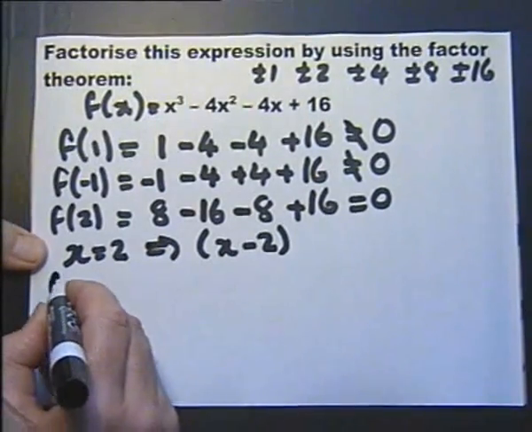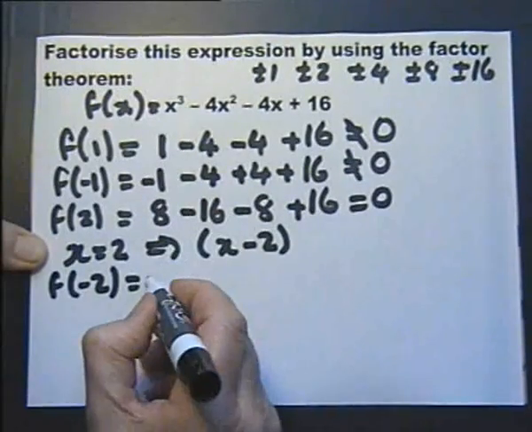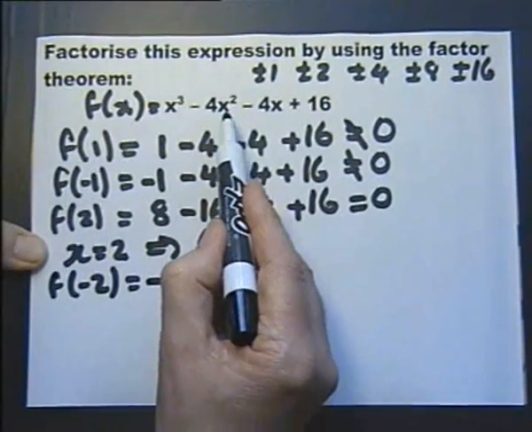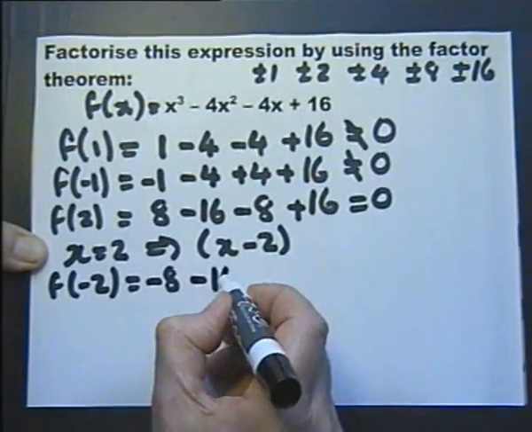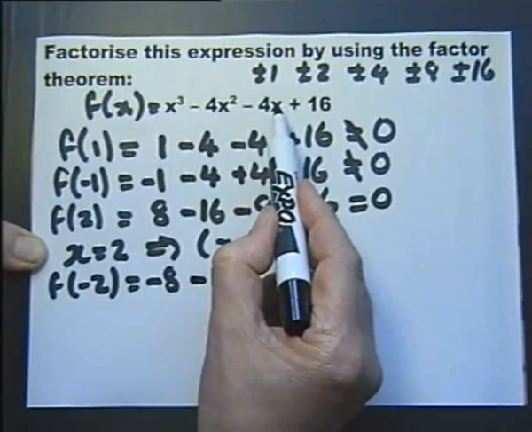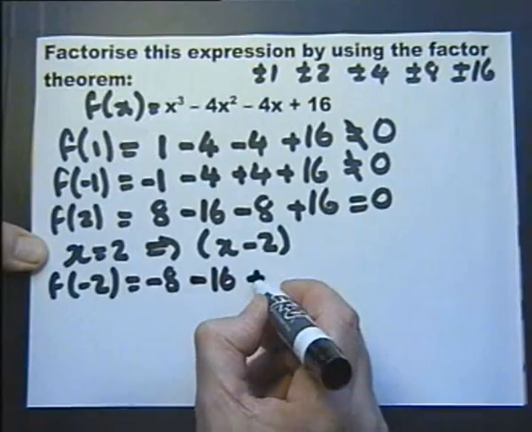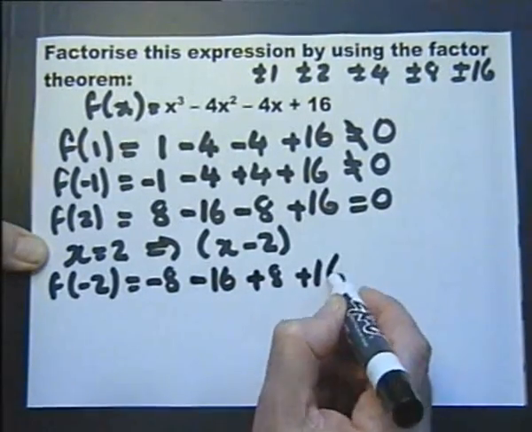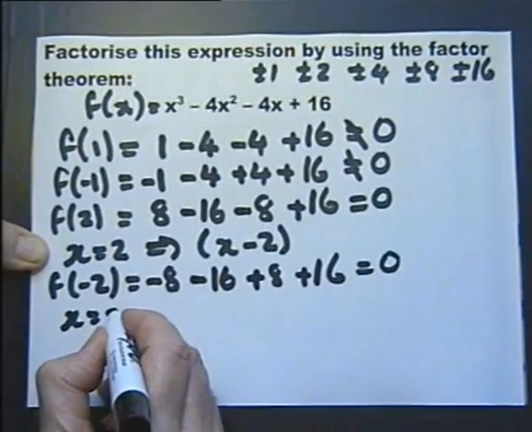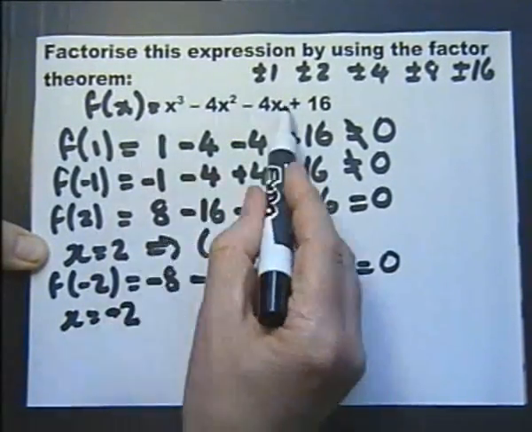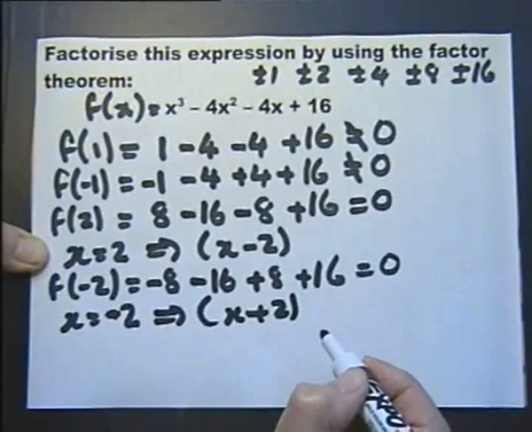Now let's put in x is minus 2. Minus 2 cubed is minus 8. Minus 2 squared is plus 4. Multiplied by that minus 4 will give me minus 16. Minus 2 substituted into here would be minus 4 times minus 2, which is plus 8. Plus the 16. That again comes to 0. So in other words, x equals minus 2 results in 0, implies that x plus 2 is another factor.